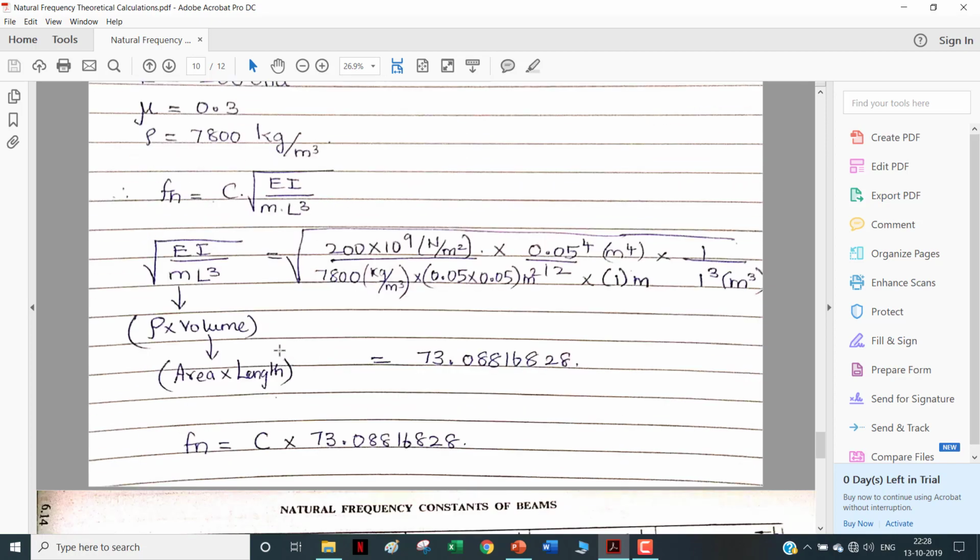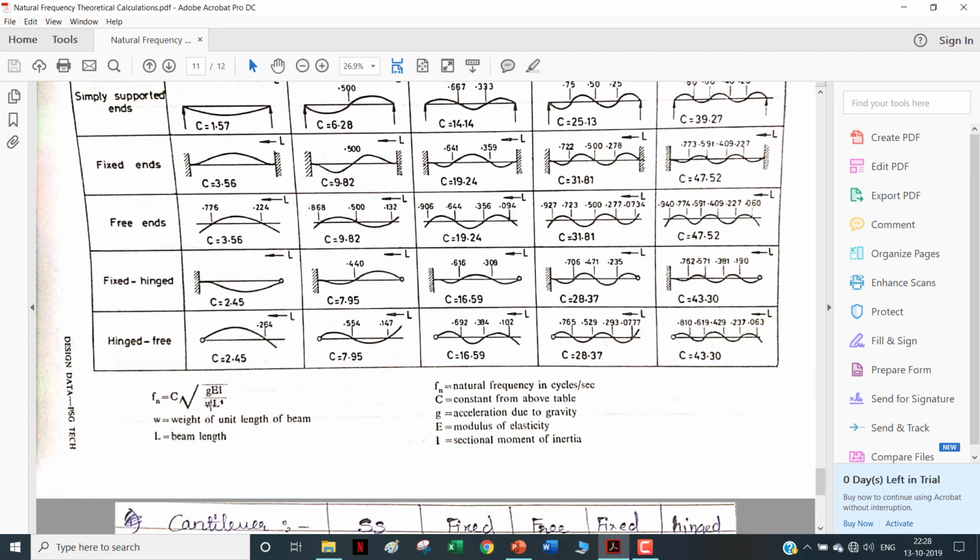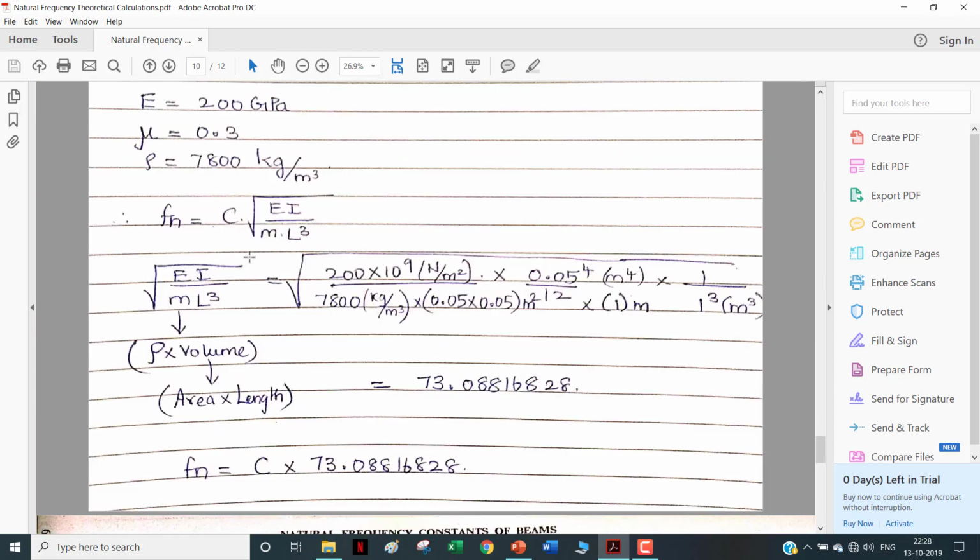And this formula differs from this formula by the fact that W is substituted as M into G, and here W is in weight per unit length of the beam. So I can cancel one length here. So this L power 4 will become L cube, and this W can be rewritten as M into G, and I can cancel the G. So this formula again changes to EI divided by M into L cube, which is same as my formula, right?